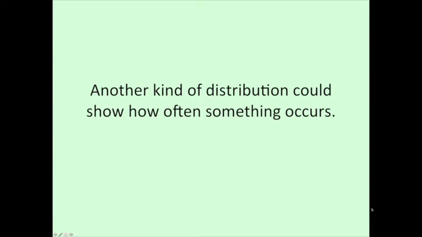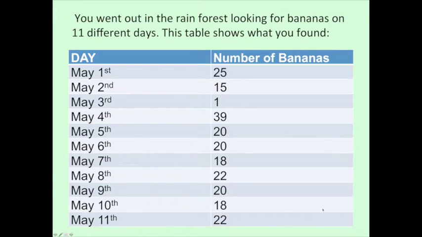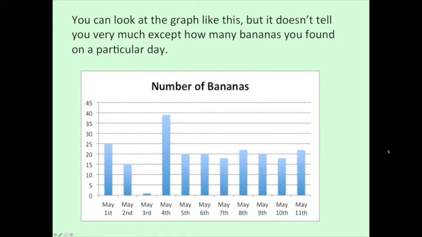Another kind of distribution could show how often something occurs. You went out in the rainforest looking for bananas on 11 different days. This table shows what you found. May 1st, you found 25 bananas. May 2nd, 15. May 3rd, you found 1. May 4th, 39. And the 5th, you found 20. You can look at the graph like this, but it doesn't tell you very much except how many bananas you found on a particular day. So this day you found 20.